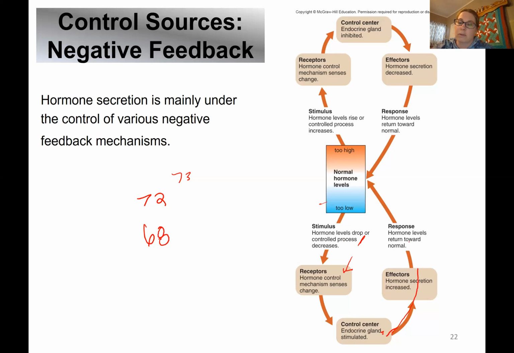Okay, hormones are going to be released. There's going to be a response. And as that response occurs more and more, we get back up to the normal hormone levels or normal process levels. Same thing here. If we have too many hormones, that's going to be detected. The signal's going to be turned off and we'll go back towards normal. Okay, so that's negative feedback.